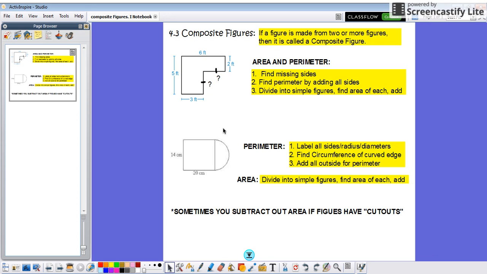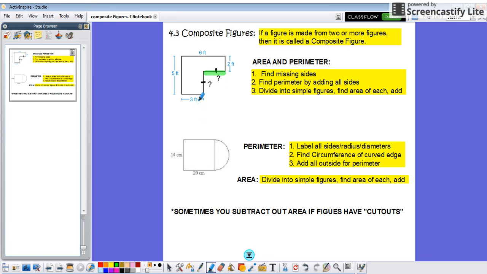As I'm working through this, I would like for you to also be working the problems with me in your notes. The first thing it says is to find your missing sides. I have these missing sides here with the question marks, so I've just taken a highlighter to highlight that I need to find out what that missing side is.